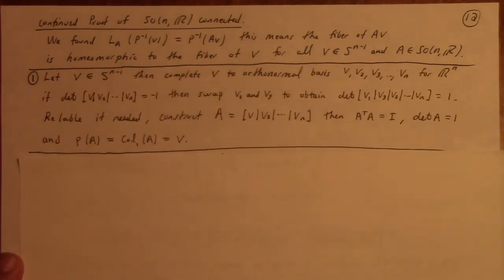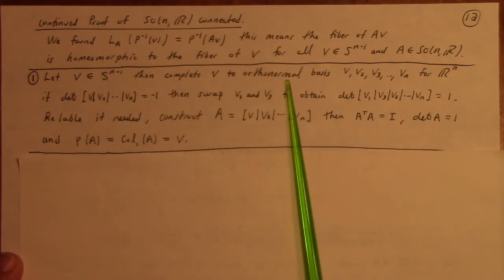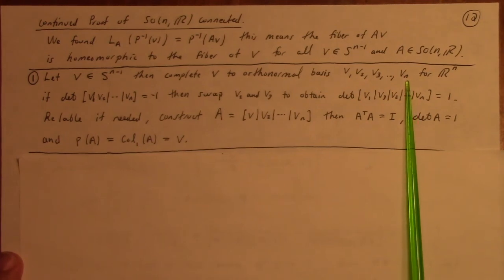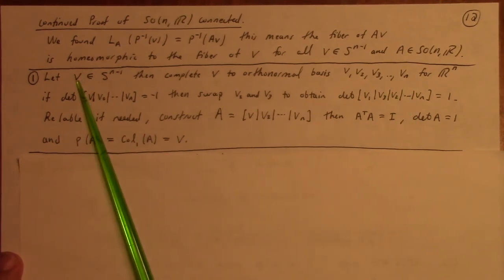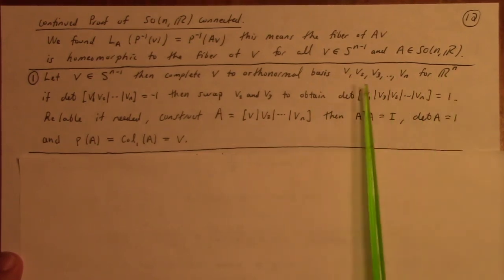And so what does that give us? Well, number one, if we take V in S^(n-1), we can complete it to an orthonormal basis by the Gram-Schmidt algorithm, if you know what that is. You can take a normalized vector and orthonormally extend it to a basis for R^n by the Gram-Schmidt algorithm.